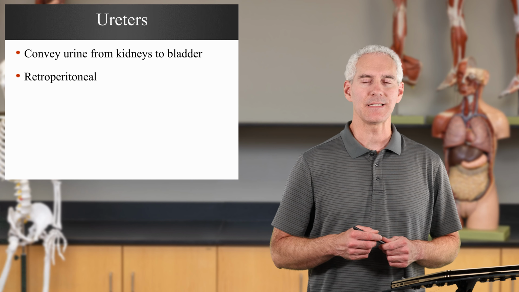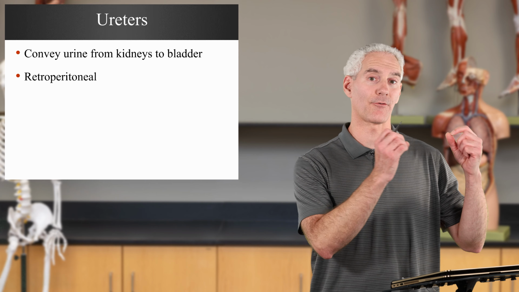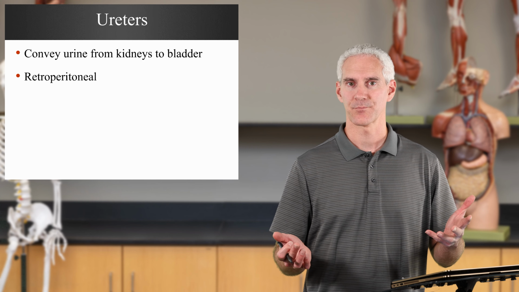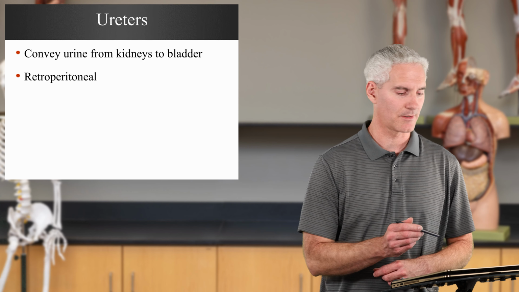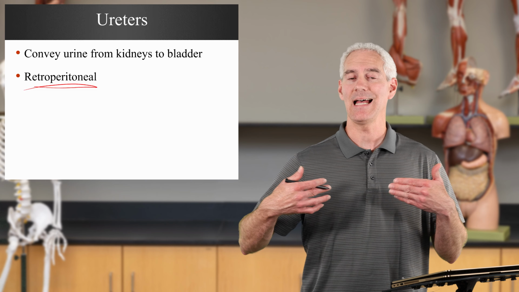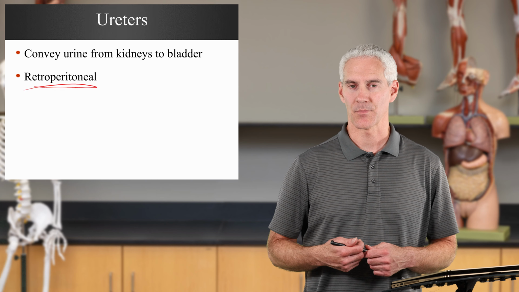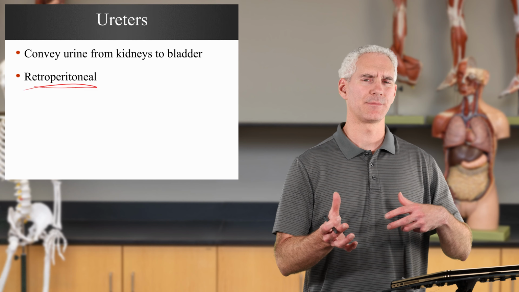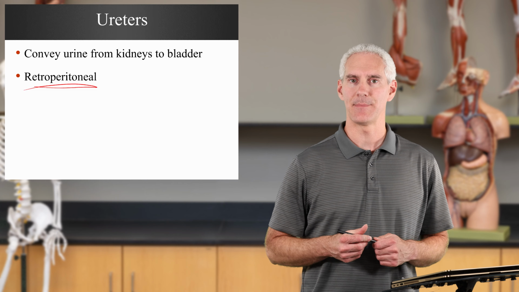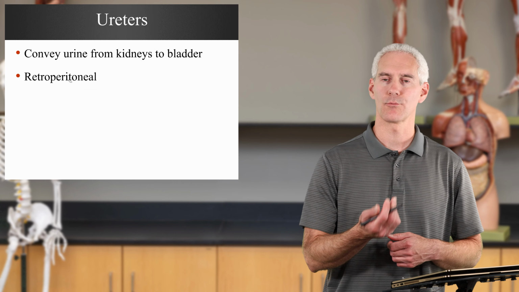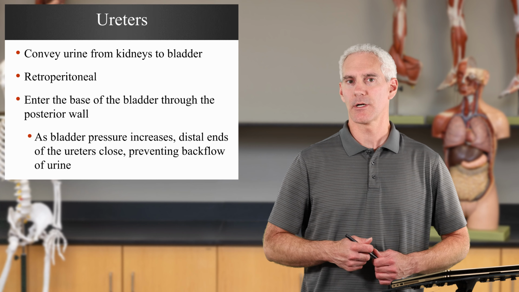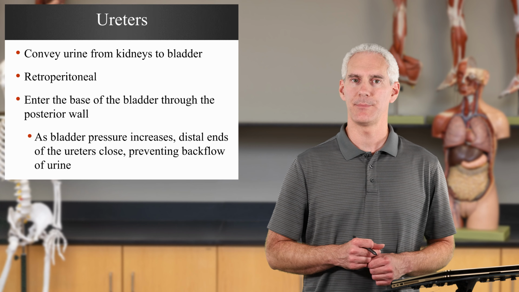The ureters are basically carrying urine from the kidneys to the urinary bladder. That's their only purpose. It's a tube to convey urine. It is retroperitoneal, which means it's behind the peritoneum. If you remember the peritoneum from digestion, this is behind that membrane system. It's going to enter the urinary bladder at the posterior base.